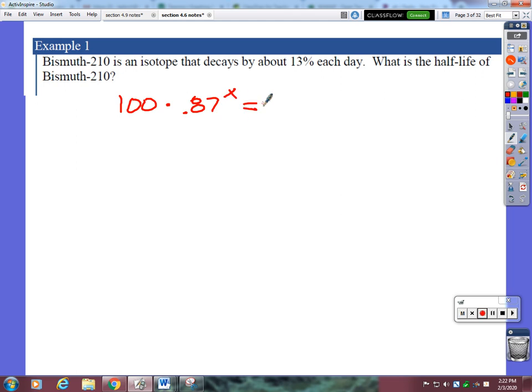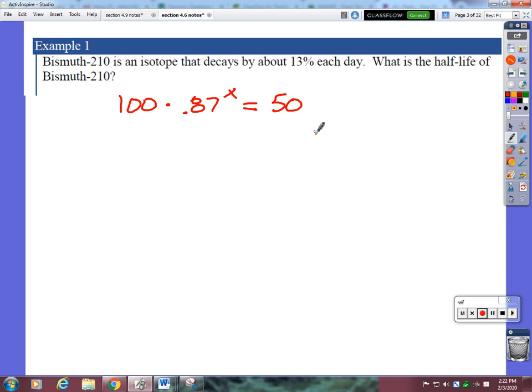And since we started out with 100 and we want to figure out what the half-life is, what do I set this equal to? 50, because 50 is half of 100. So 100 times 0.87 to the x equals 50. This number we just chose out of midair. This number is half of that one. And the 0.87 is because if we lose 13%, that means we keep 87%. And now we just have to use our mad skills solving logarithmic equations to solve from here.